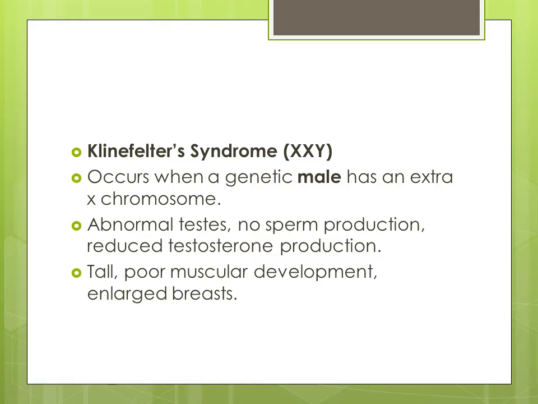They have an abnormal testis, no sperm production, reduced testosterone production. They are often tall, with poor muscular development and enlarged breasts. Sometimes when you see a person who is suffering from Klinefelter's syndrome, they would have large breasts. That's because they have two X chromosomes, but they are male.